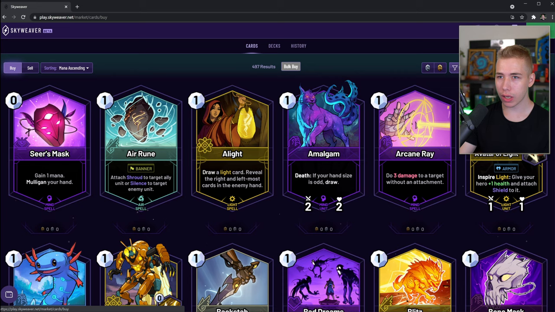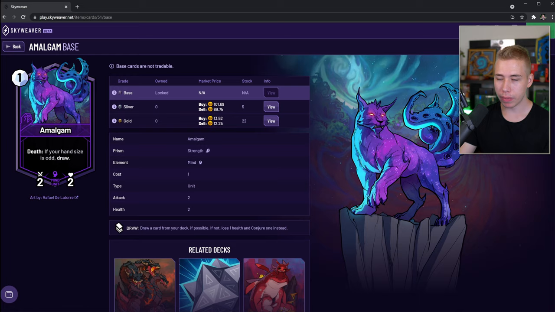On the market, I would assume you can just buy all the cards that are given to you randomly that are not part of the basic set. Let's say we take the Amalgam, which looks pretty cool. Yeah, we can buy the golden one. Wait, why is the golden one so much cheaper than the silver one?